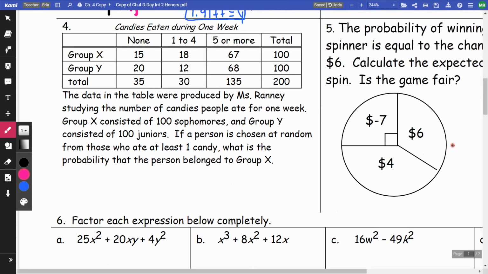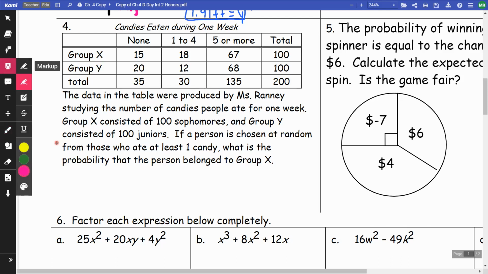Okay, on number 4, we have a table here, candies eaten during 1 week, group X, group Y. The data in the table were produced by Ms. Rani, studying the number of candies people ate for 1 week. Group X consisted of 100 sophomores. Group Y consisted of 100 juniors. If a person is chosen at random from those who ate at least one candy, what is the probability that that person belonged to group X?